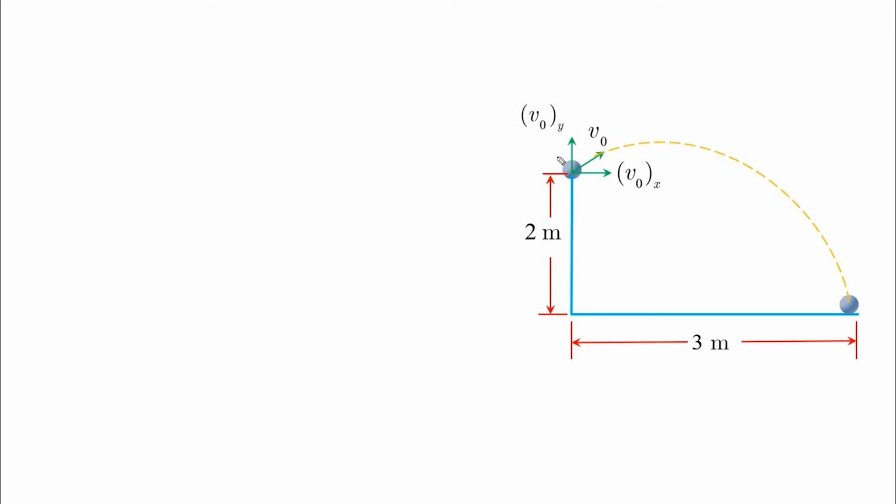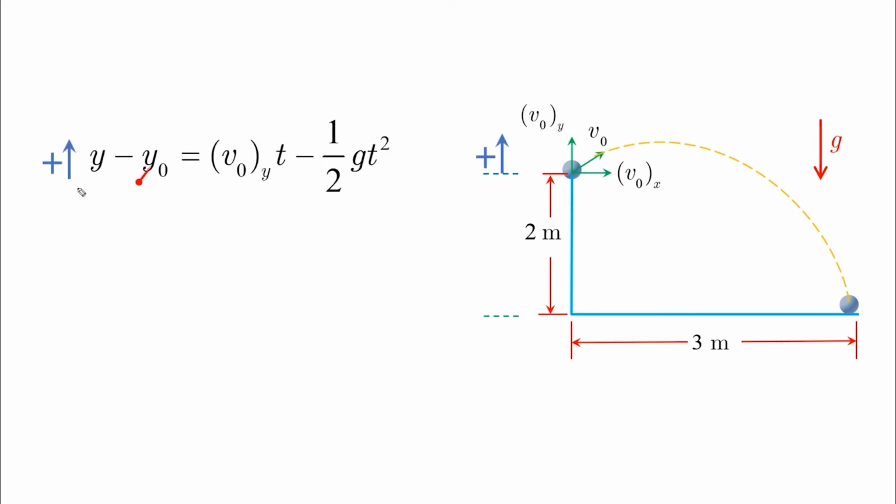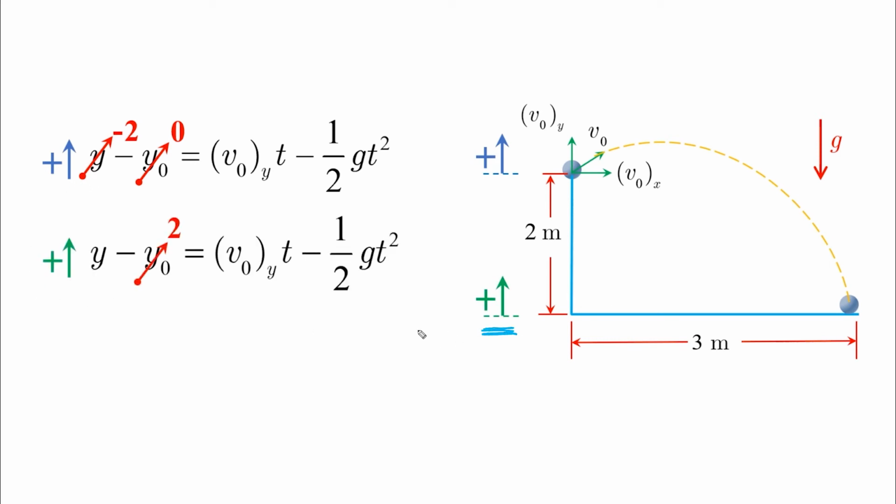Consider the situation where the projectile is launched 2 meters above ground with V0 and lands after covering 3 meters in x. The question is, does it make a difference if we take our datum from the projectile's initial level or from the ground level? Let's see. If the datum is taken from the projectile's level, the initial y will be 0 and the final y will be -2. And if the datum is taken from ground, the initial y will be 2, but the final y will be 0.